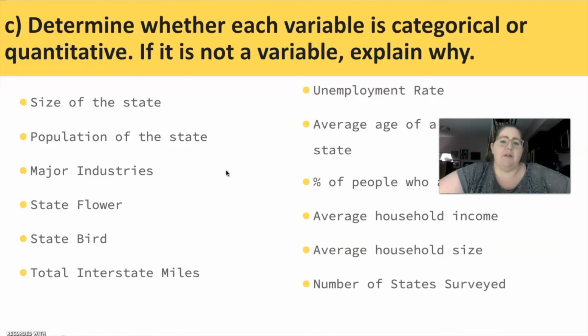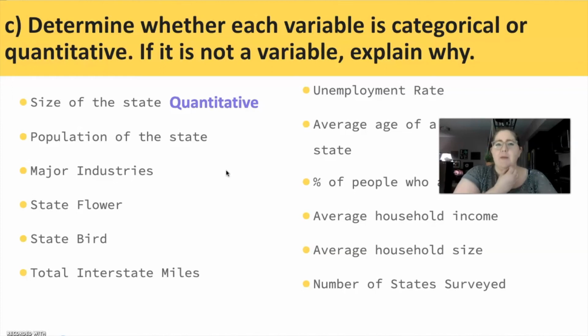And then there might be some in there that are not actually variables, and if you think it's not a variable, I want you to think about why. So again, pause the video, think through each of these, and then you can play it again and see what the answers are. So size of the state would be like square mileage. Right? The size of the state would be quantitative, or numerical. That would be a number.